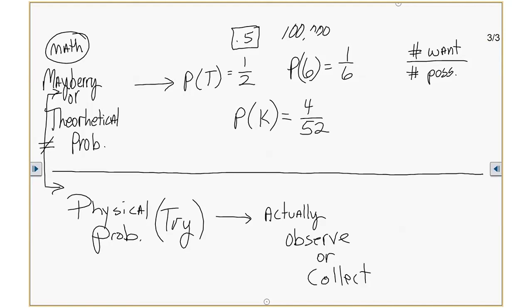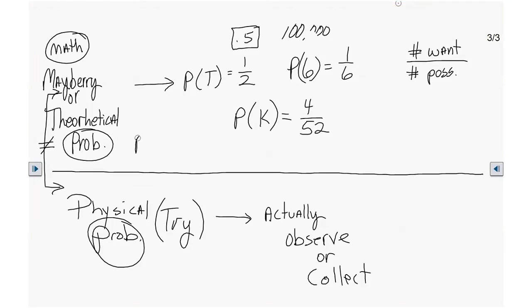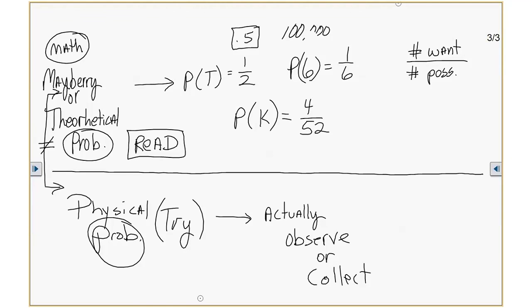Okay? So the main thing about either one of the probabilities is, and this is one of my weaknesses, you've got to read. Okay? The math is not very hard in these two sections. But the problem is you've got to read the question.